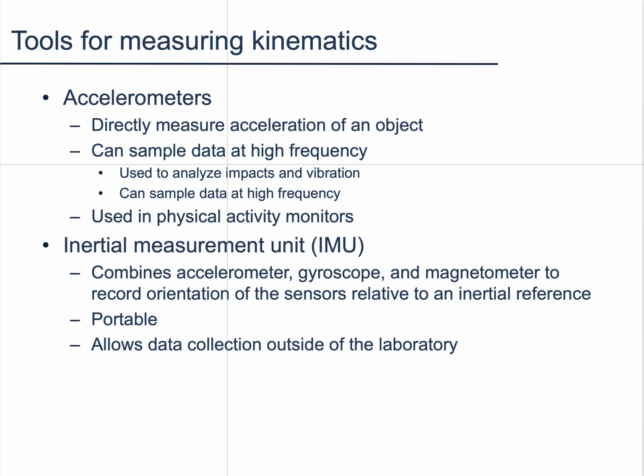An inertial measurement unit, or an IMU, is a relatively new type of sensor that integrates accelerometer, gyroscope, and magnetometer to calculate orientation of the sensor relative to the gravitational field. An accelerometer measures acceleration, a gyroscope measures angular velocity, and a magnetometer measures the orientation of the sensor from the magnetic north. The key advantage of this type of sensor is that it is portable and therefore can be used to capture movement in real-life environments.